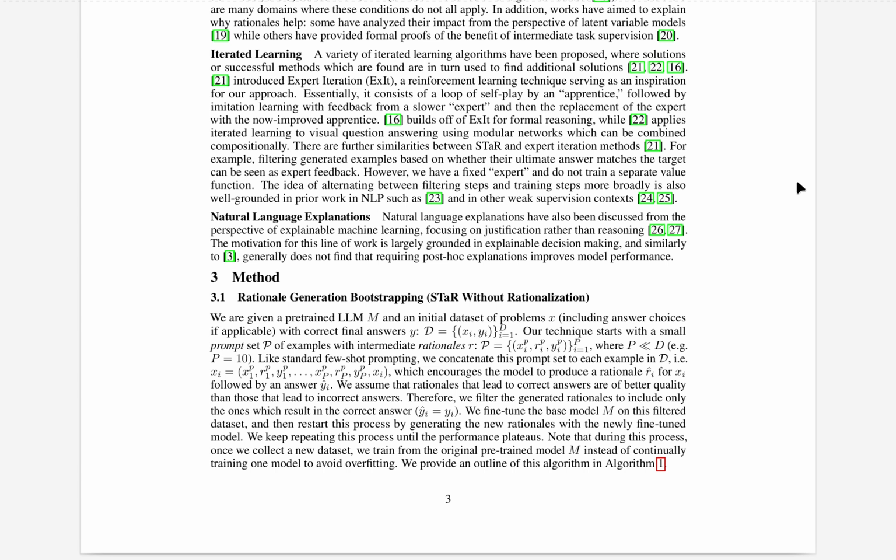We fine-tune the base model M on this filtered dataset and then restart this process by generating new rationales with the newly fine-tuned model. We keep repeating this process until the performance plateaus. Note that during this process, once we collect a new dataset, we train from the original pre-trained model, instead of continually training one model, to avoid overfitting. We provide an outline of this algorithm.